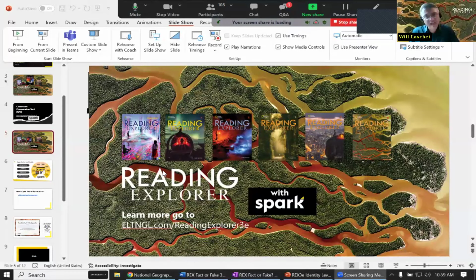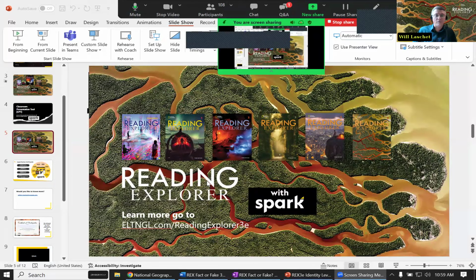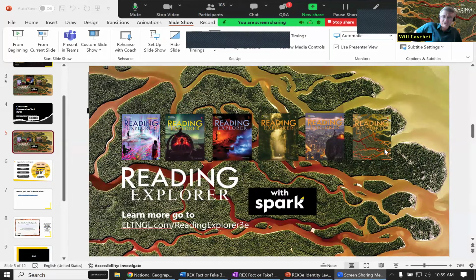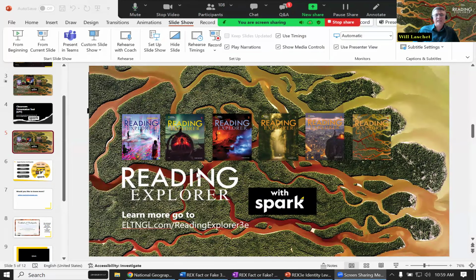Okay. So the content we've been looking at today, as I said earlier, is from Reading Explorer, the 3rd edition, which is now on Spark. And this is one of our most popular reading programs. It's suitable for learners from A2 all the way up to C1. And it really gets some interesting topics and gives our students all these reading skills. It looks at all the different types of questions that they're going to get in exams, and really works on their critical thinking. Fantastic program, really interesting.